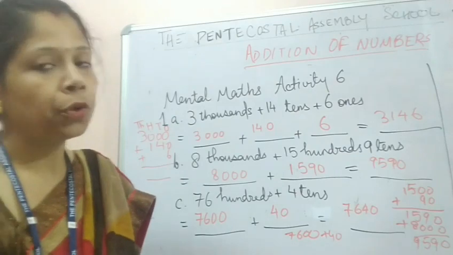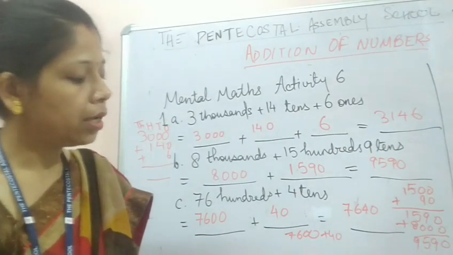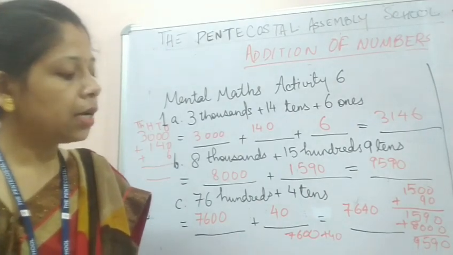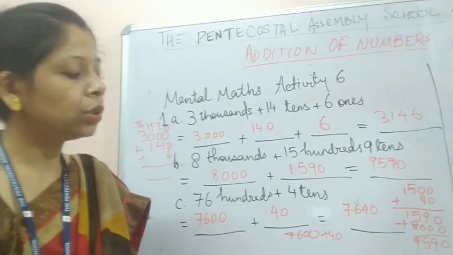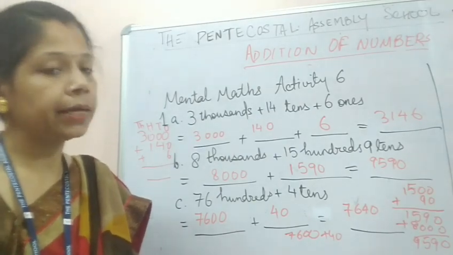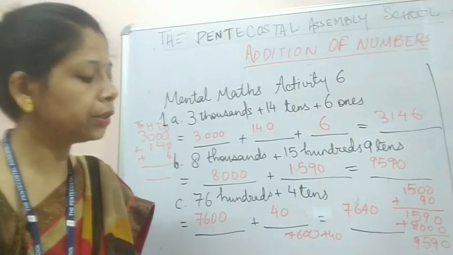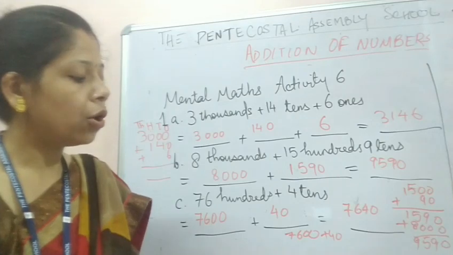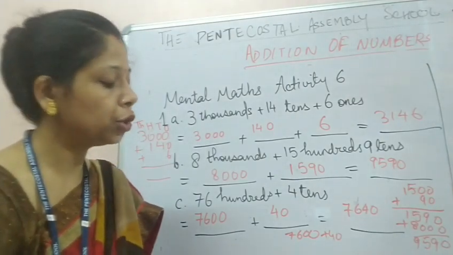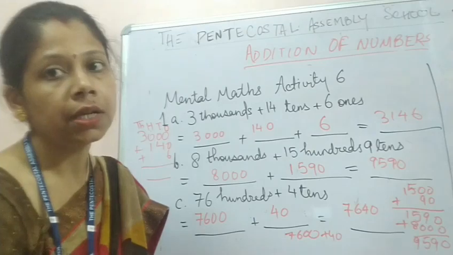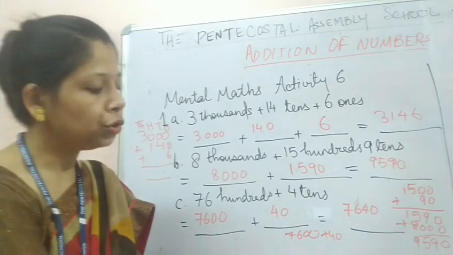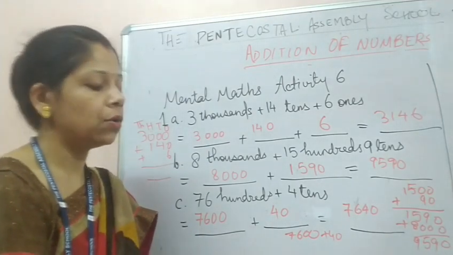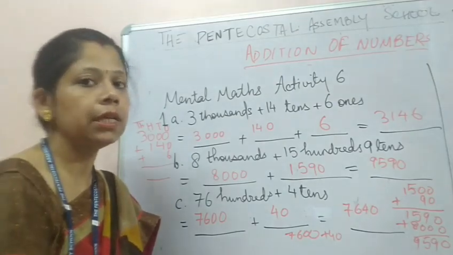Now come to the next page, activity 7. Here are a few word problems. I will do A. I'm reading it out. 702 dolphins, 2,488 penguins and 1,309 octopus were found in a public aquarium. How many of them are there altogether? So what you will do, you will add all these three numbers. Now see, students, I want you to do this word problem as homework in the mental maths book itself. In the next class, we will discuss the answer.